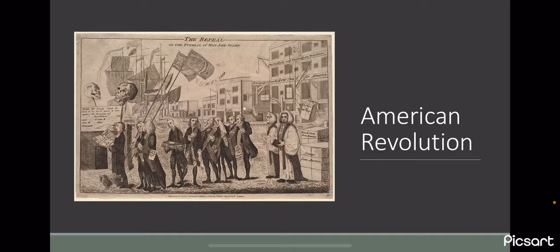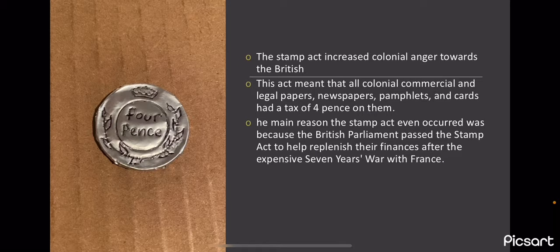American Revolution. The Stamp Act increased colonial anger towards the British and was a helping hand on the way to the American Revolution. This act meant that all colonial, commercial, and legal papers, newspapers, pamphlets, and cards had a tax of 4 pence on them. These taxes didn't sit well with the colonies and caused lots of problems. The main reason the Stamp Act even occurred was because the British Parliament needed help to replenish their finances after an expensive 7 Years' War with France.